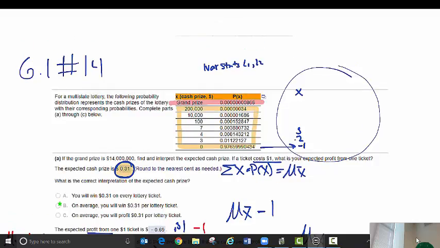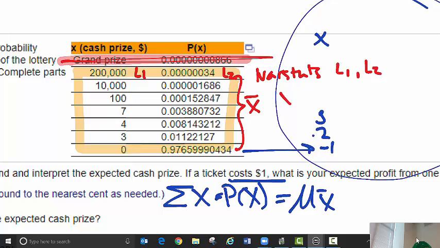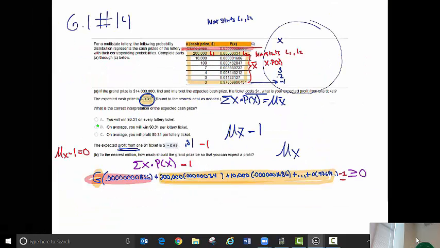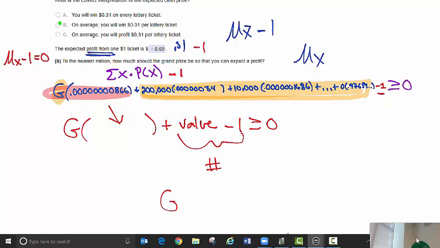So you could put that in your calculator and just take off the top, don't include this, do list 1 and list 2, 1-Var Stats again, L1, L2, and get the mean of these, because that's what we want: every value times the chance of it happening. So then you would have the grand prize times the probability of it happening plus that value that you just got out of your calculator, which is the mean excluding the grand prize, minus 1 is greater than or equal to 0. You could combine this into some number, and solve for G. And that's what the grand prize would need to be. And that is how you'll do this one.